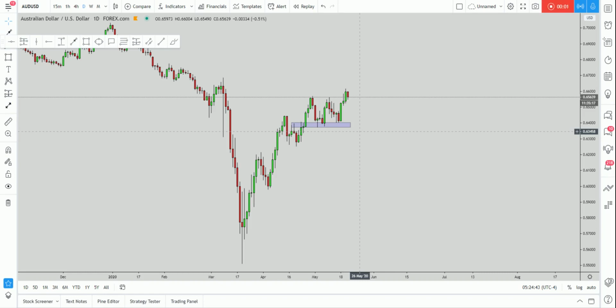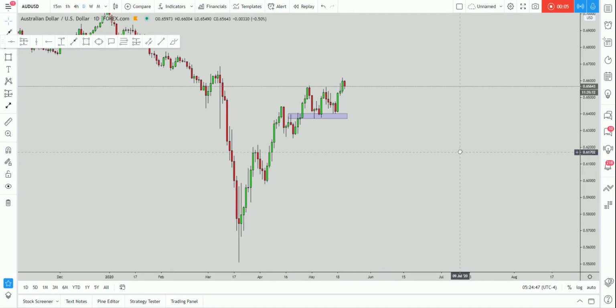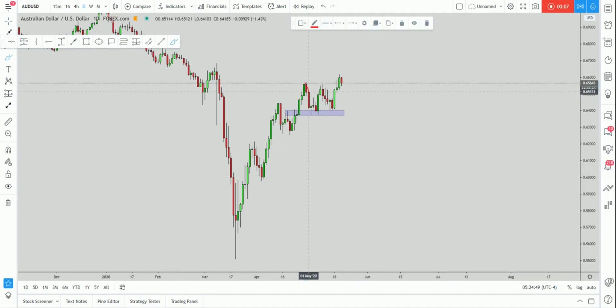Okay, so what kind of situation do we have at the moment from an AUD USD perspective? Now, what we can clearly see is that the market here on the daily failed to break below this previous resistance, now turned support at this area.